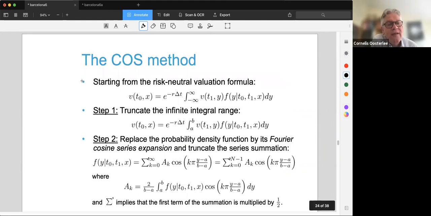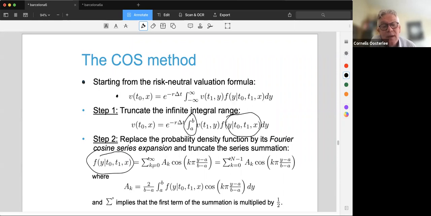So how was COS again? A quick reminder. We start from the risk neutral valuation formula. We truncate the infinite domain. We make it an integral from a to b. Then we replace the transitional density function by its Fourier-cosine expansion, a sum.